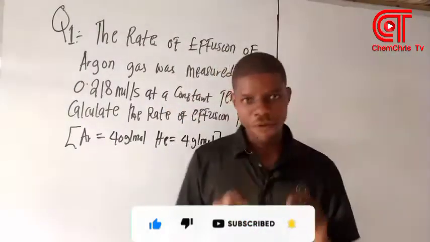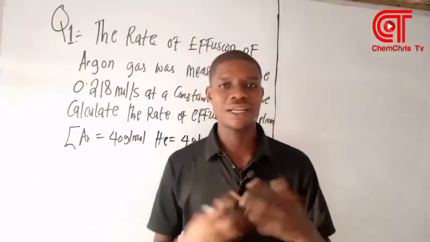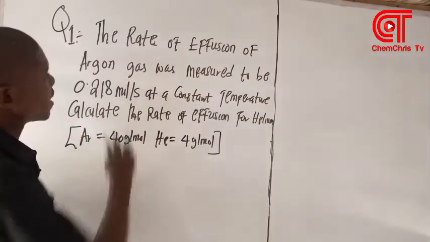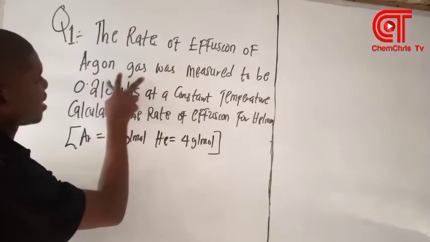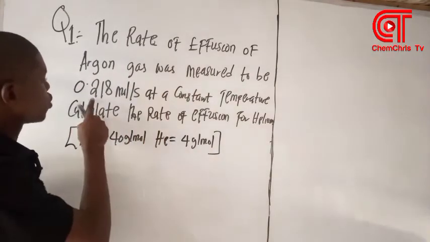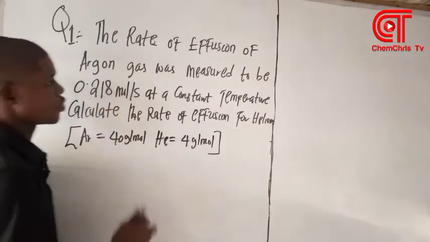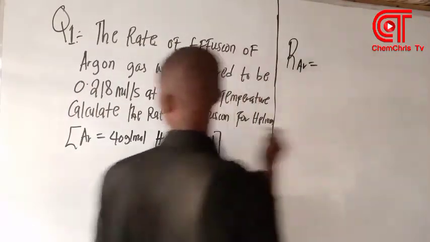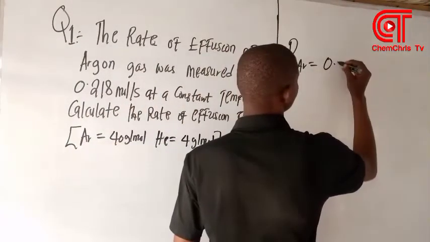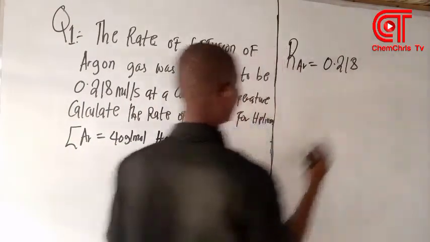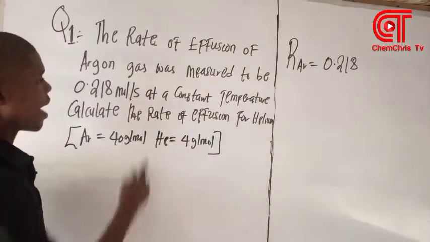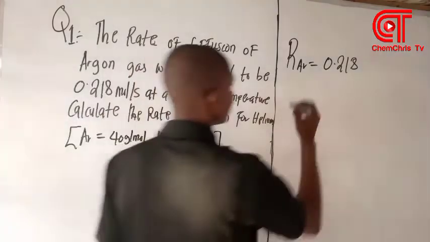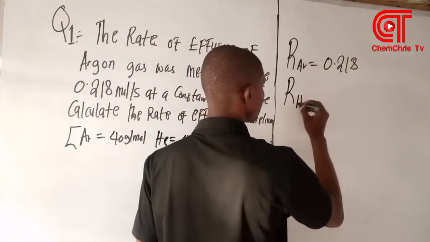So now let's take the first question using those two simple formulas brought to you. Now look at the first question here. The rate of effusion of argon gas was measured to be 0.218 mole per second. So the rate of argon given is 0.218. Now at a constant temperature, calculate the rate of effusion of helium. So you have been asked to calculate the rate of effusion of helium.